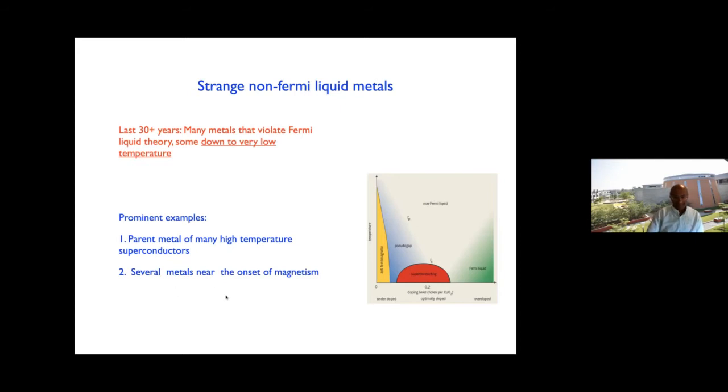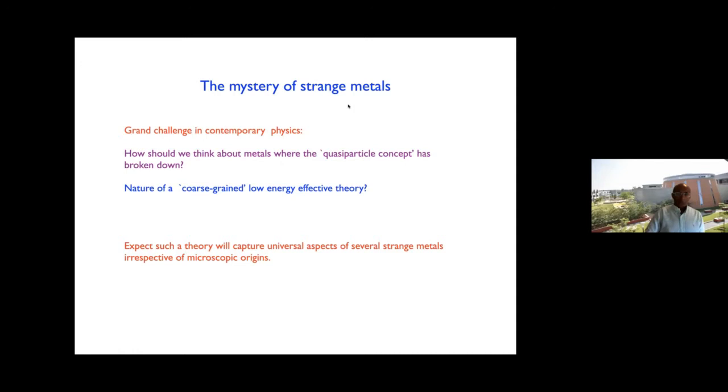And there are several other metals that people have studied, which are very close to the onset of magnetism. In fact, metals of the kind that I think Subir's lecture tomorrow will develop a basic model for. Things that live on a lattice and have the generalization of the Kondo impurity model to a lattice. In some situations, materials that are described by this Kondo lattice model are seen experimentally to strongly violate Fermi liquid theory. So strange metals are a big mystery and a grand challenge in physics.